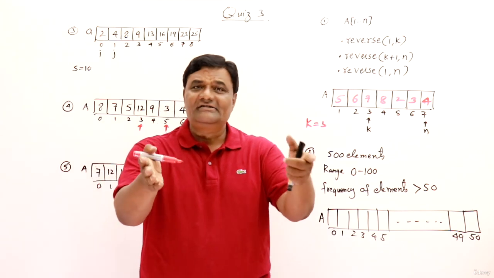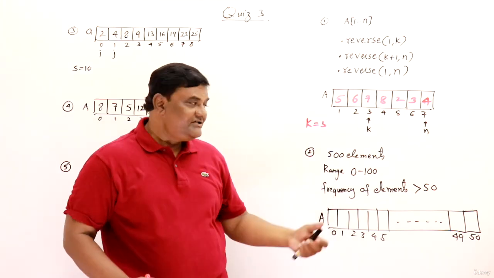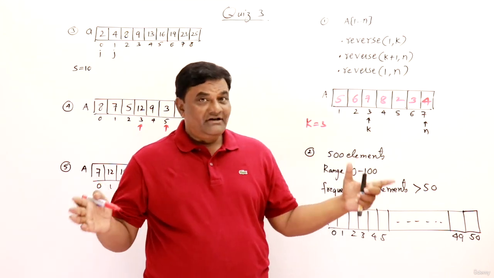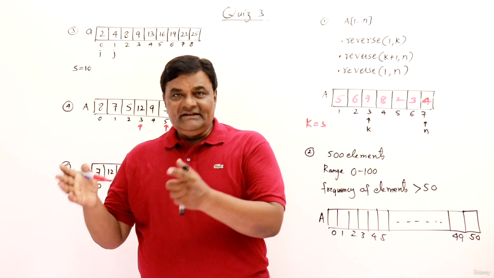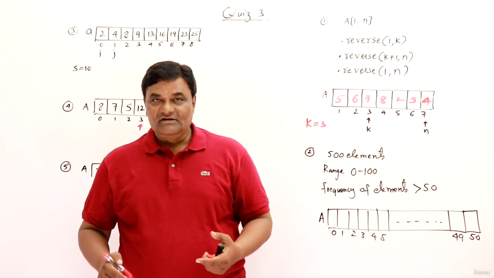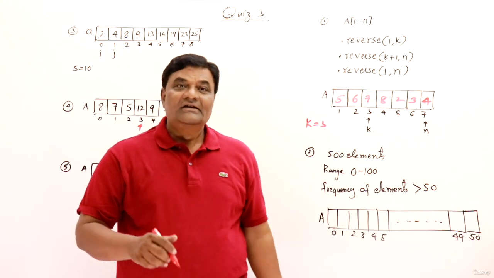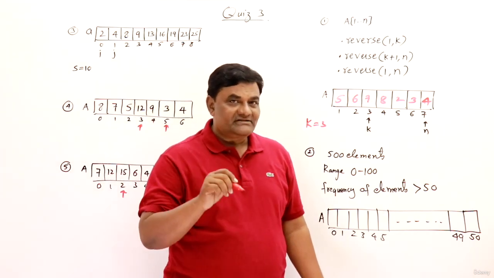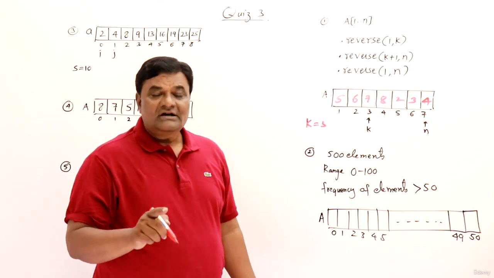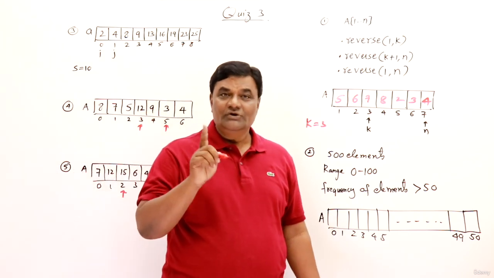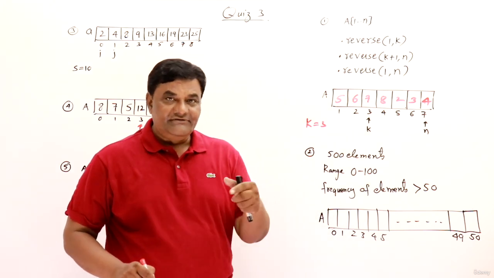Suppose these are the marks of 500 students. Many students may be getting the same marks because the marks range from 0 to 100 only, and there are 500 students. So more than one student may get the same marks, like 10 students got 50 marks or 30 students got 90 marks. Imagine it as marks. Now what do we want? We want the frequencies of those marks which are greater than 50, meaning 51 onwards.